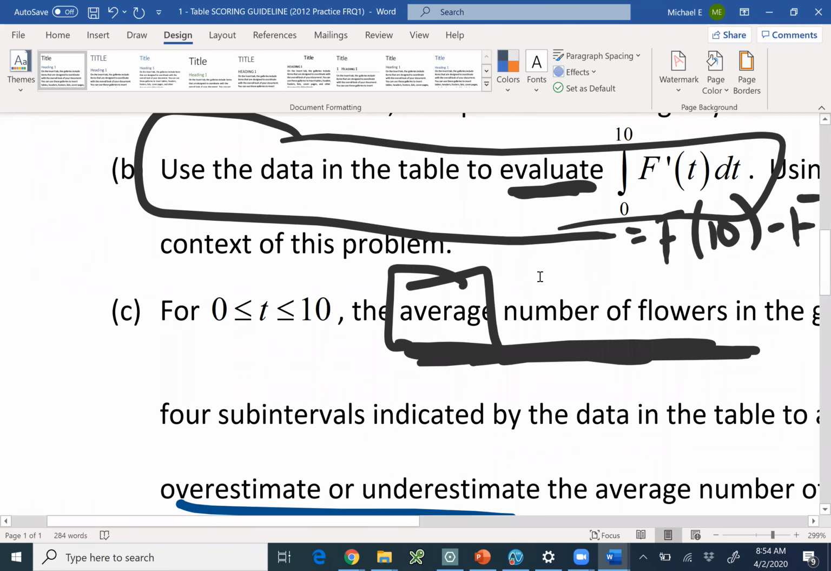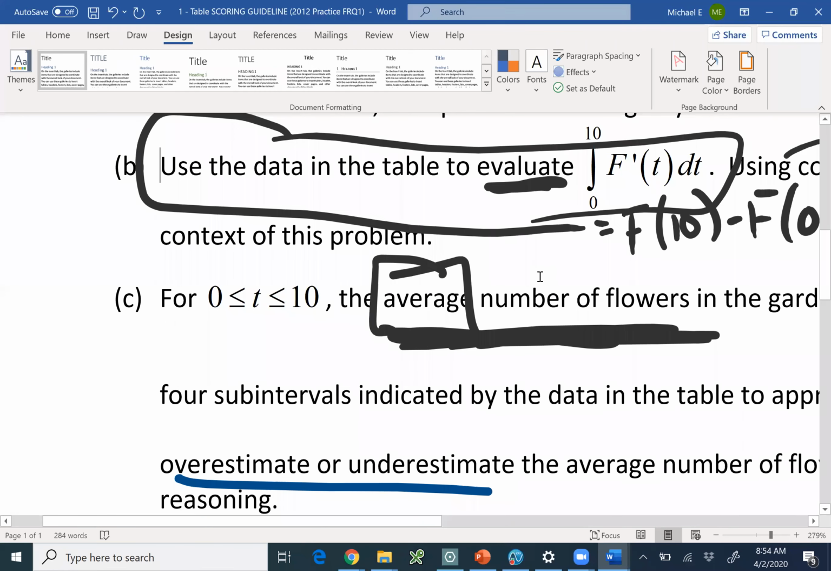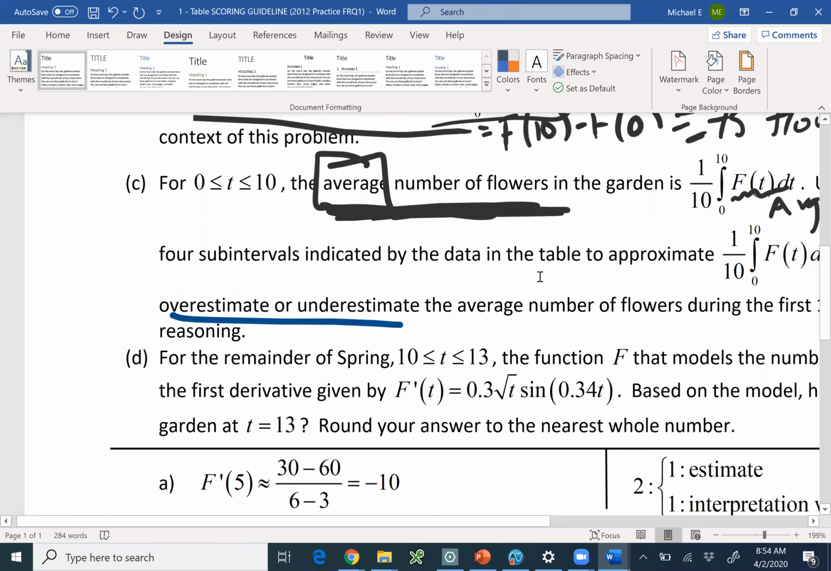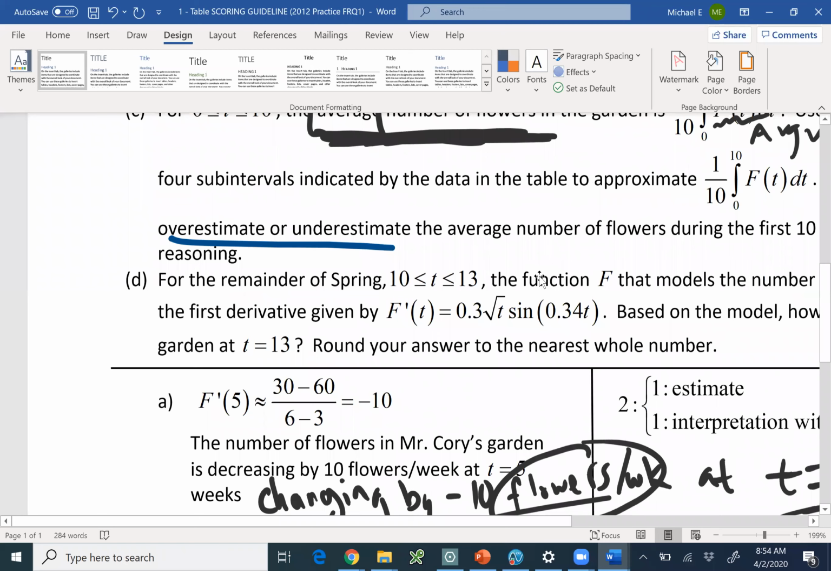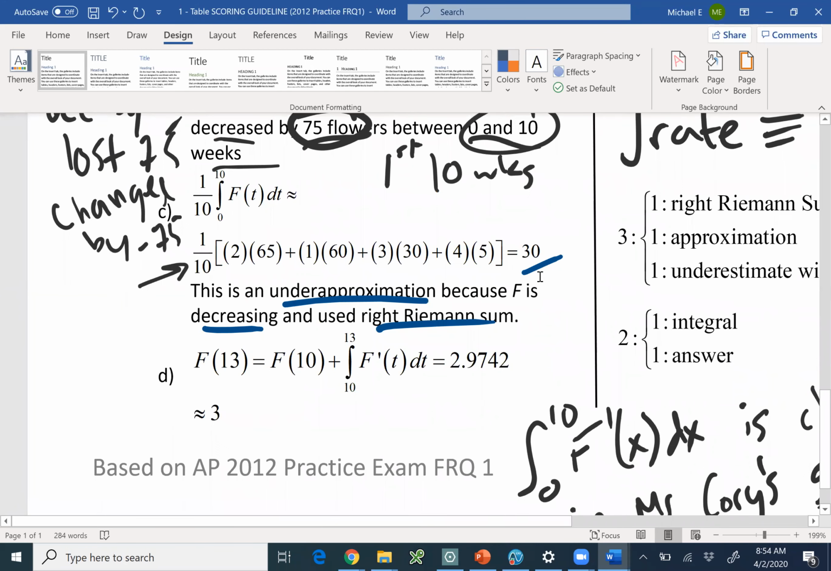Let's try to zoom out a little bit. Okay. That was all over the place.